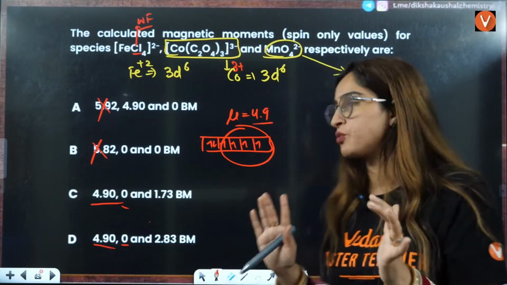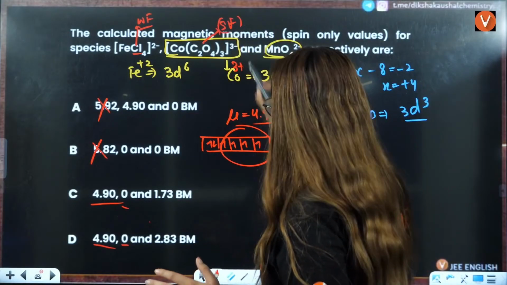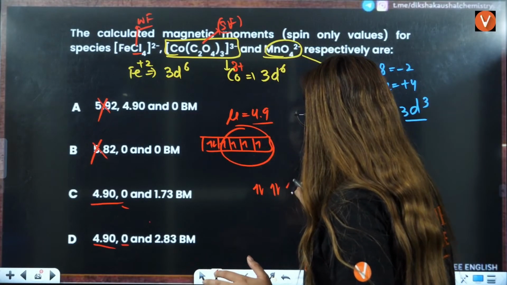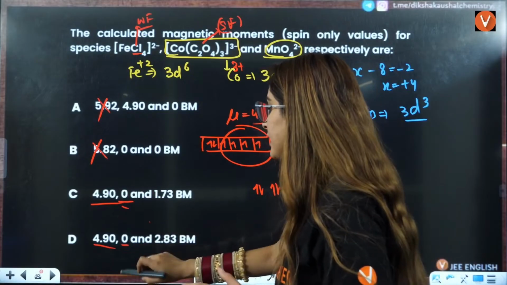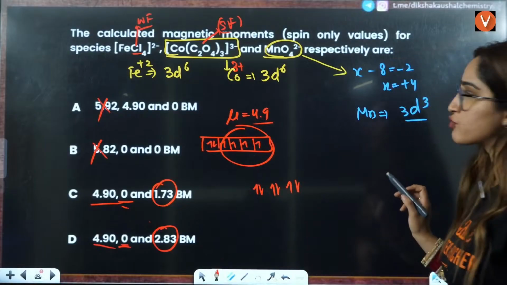That is the exception. So that is why this is behaving as a strong field ligand. It will cause pairing. So it will be 1, 2, 3, 4, 5, 6. You will have 0 unpaired electrons. Now let us see whether here you have 2 unpaired electrons or 3.